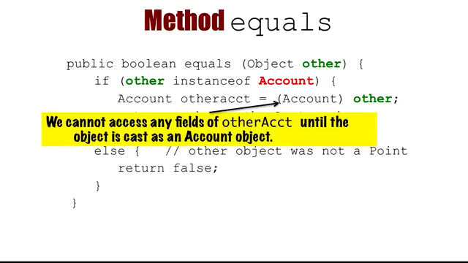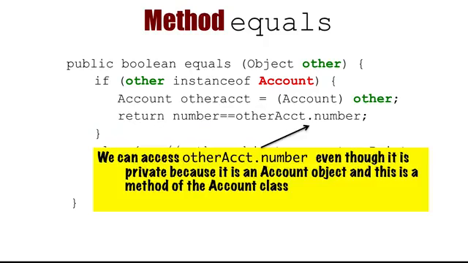But we can't do that with the variable other, because other is of type Object, at least as far as it knows right now. Using instanceof, we realized that this is an account object, so we need to cast it as an account so that we can go ahead and access or refer to its field variables. This would cause an error if we attempted to access, for example, other.number. Another thing to notice, we can directly access the fields of another account object from any method written in the class file, even though the fields may be private.